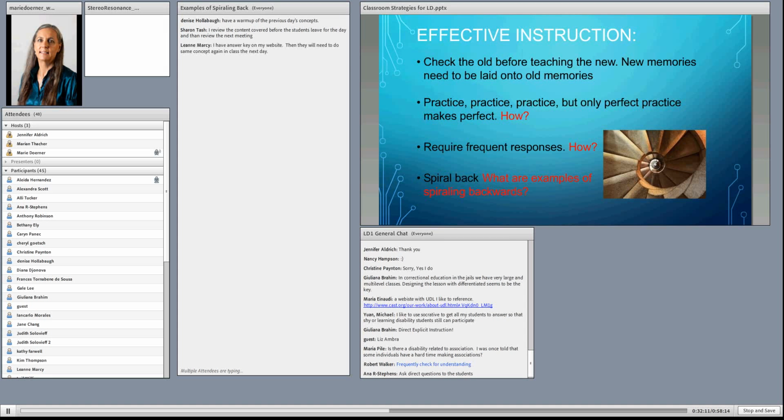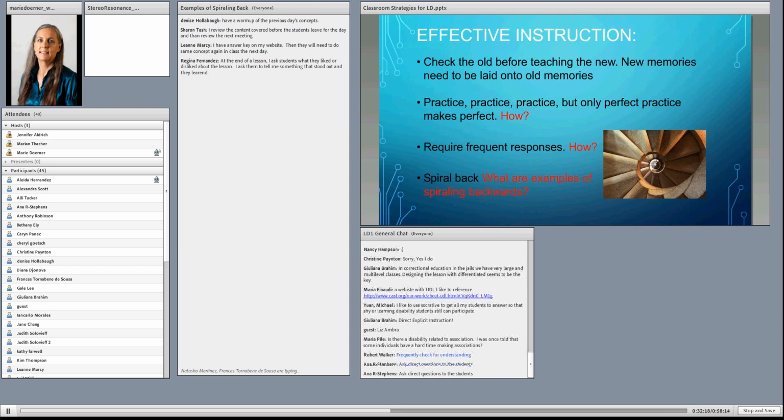Sharon says that they review the content covered before the students leave for the day and then review it the next meeting. That's really important. I have warm-up of the previous day's concepts. That's good. Answer keys on the website, and then they will need to do the same concept again in class the next day.